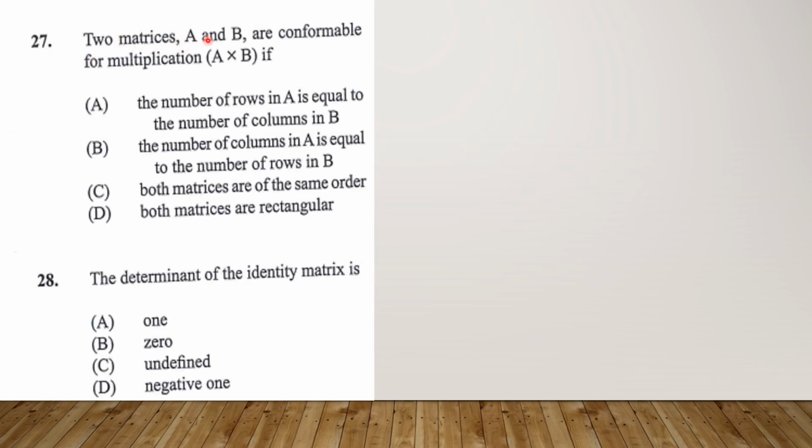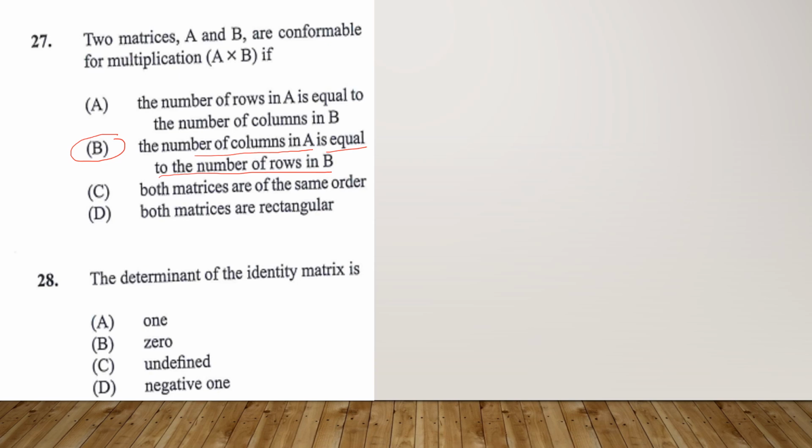27. The matrices A and B are conformable for multiplication A times B if, now this is a rule, and that rule is B. The number of columns in A is equal to the number of rows in B.